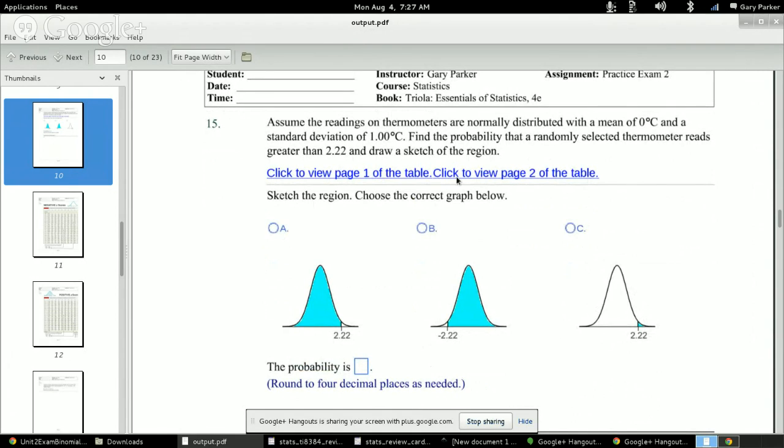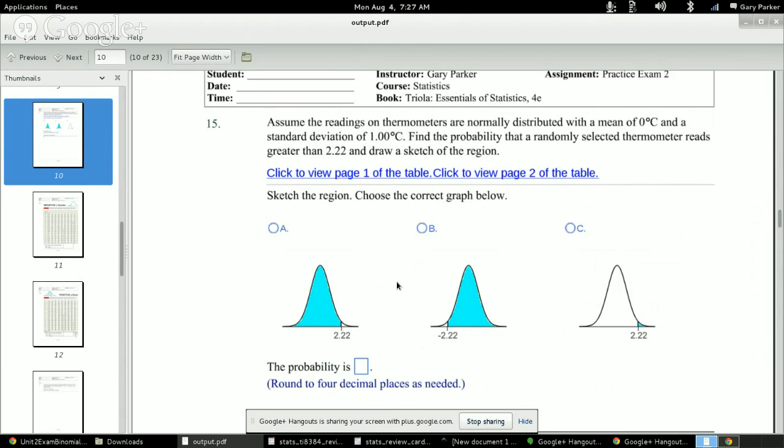They also tell us we could click and view the table. Now, my advice to you is to never use the table. It's a pain in the butt. It only works for z-scores. If you have anything that's not z-scores, which means the standard normal, then you have to do conversions back and forth, which is a pain in the butt.